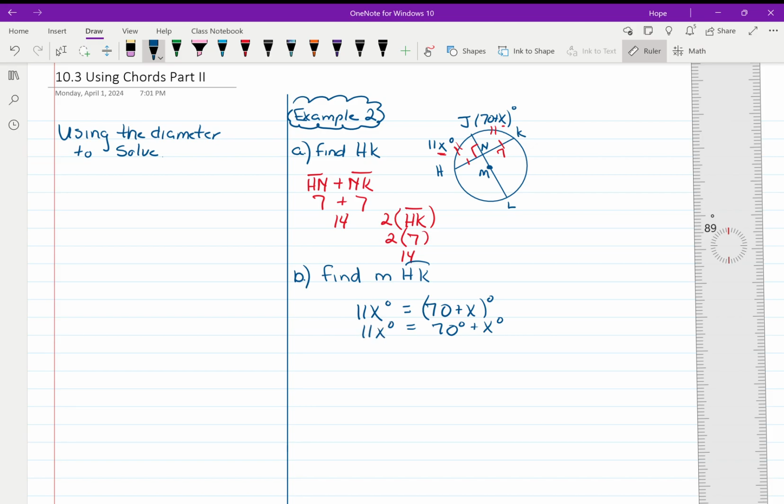Now you're going to go through and solve this just like we solve an algebraic problem. I want to get the x's on the same side. So I've already got the x over here, so I'm going to take this x on this side and move it to the other side. The opposite of a plus is a minus x. So it's a minus 1x degree.